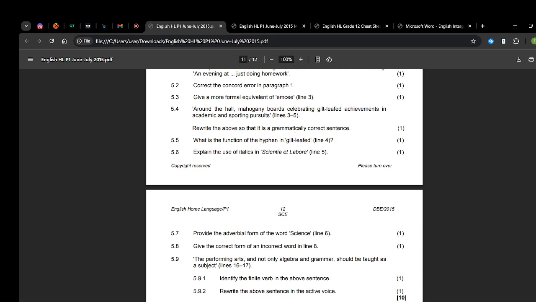So, what do you guys see in that sentence? Even if you just read it to yourself, what doesn't make sense in that regard? "Around the whole, mahogany boards celebrating gilt-leafed achievements in academic and sporting pursuits." Sounds like a long sentence to me, but there's something grammatically incorrect in that sentence. So how would you guys write it? Does anyone want to try for us?